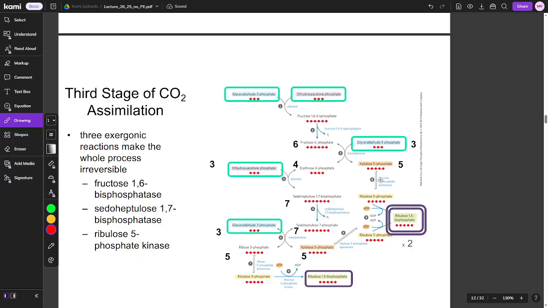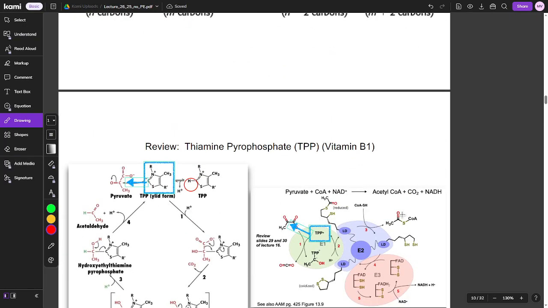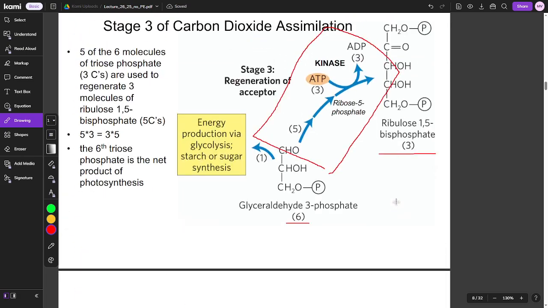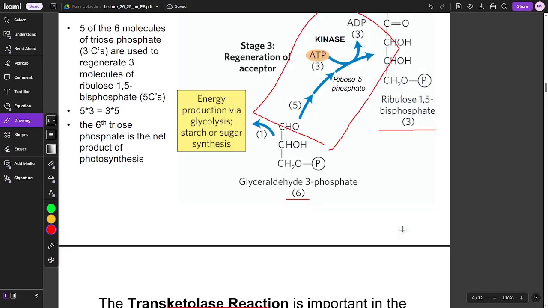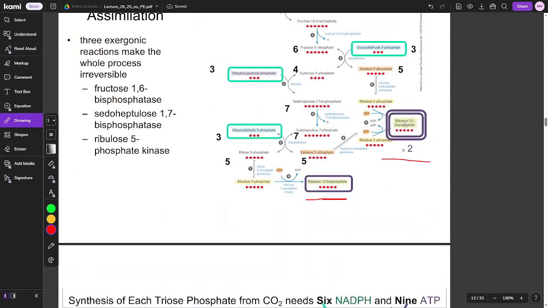And here is the monstrosity that is the entirety of that process for regenerating RuBP. So if you notice here, there's two different places where we regenerate ribulose 1,5-bisphosphate, down here and here. And you'll notice that we generate 3 total, which makes sense because there are 3 total here, 3 here, and we generate 2 over here and 1 down here.